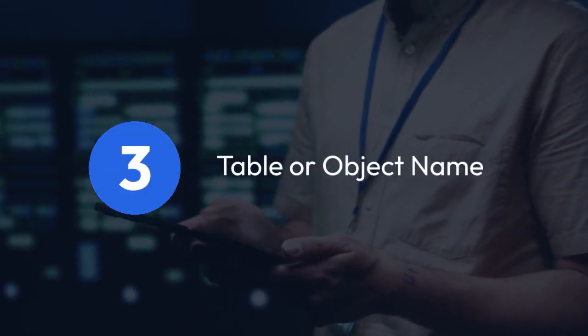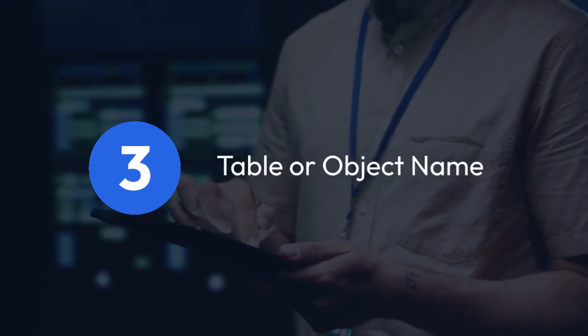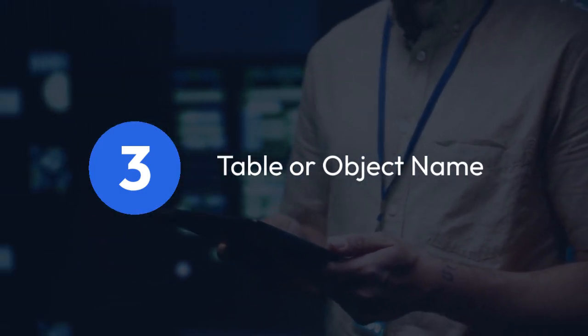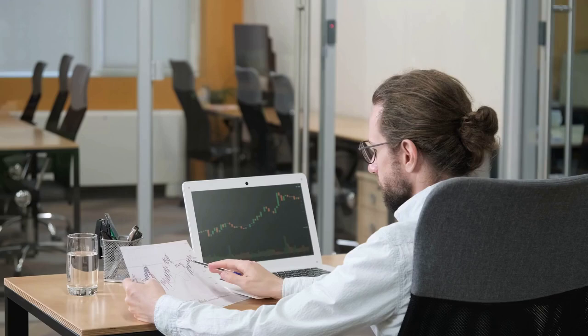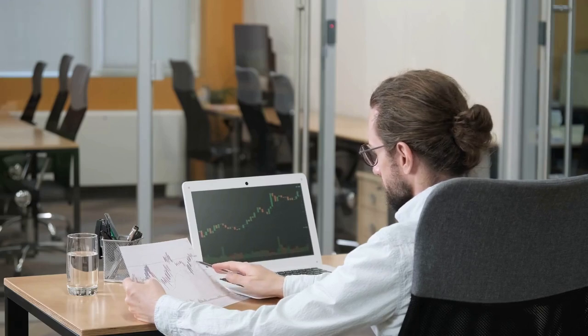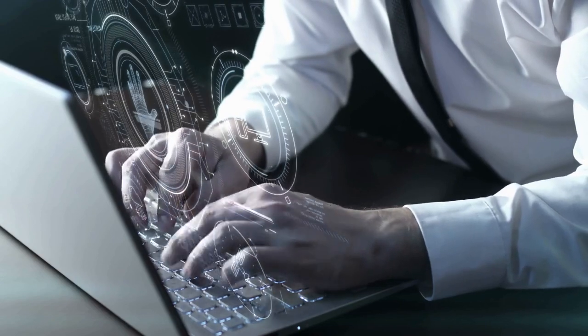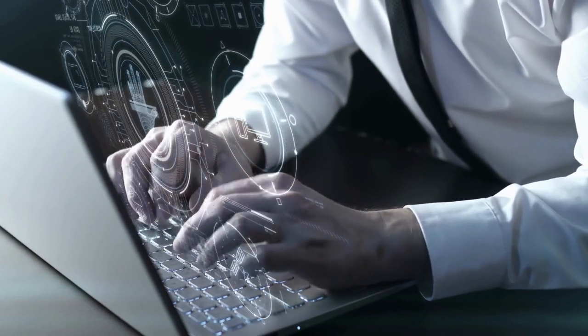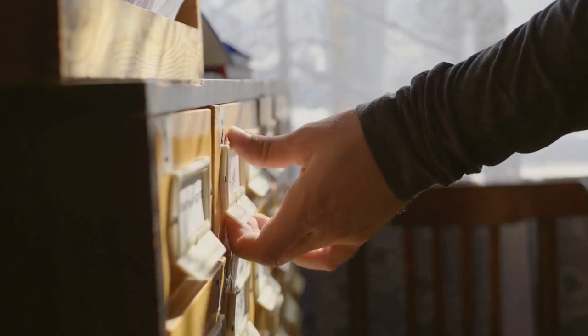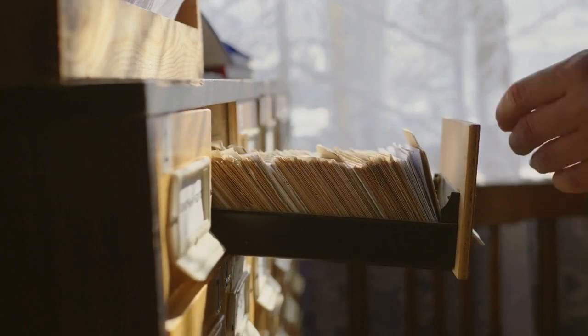3. Table or object name. Verify that the table or query name you're referencing in your SSIS data flow task actually exists in the Access database. Case sensitivity might be a factor. Try using the exact capitalization as it appears in the Access database. Use the Access database itself to confirm the object name.